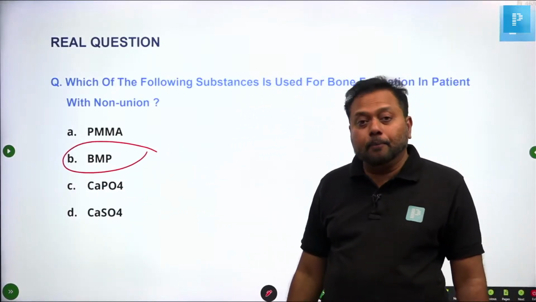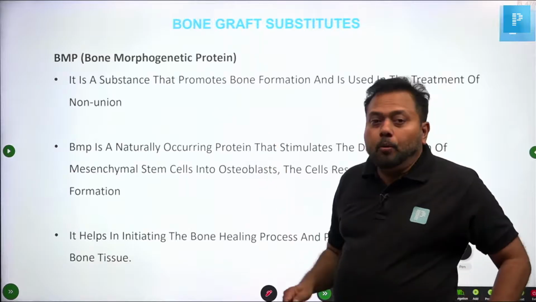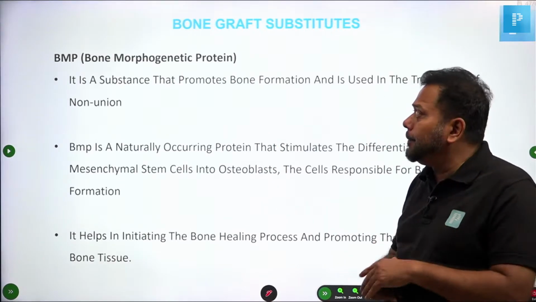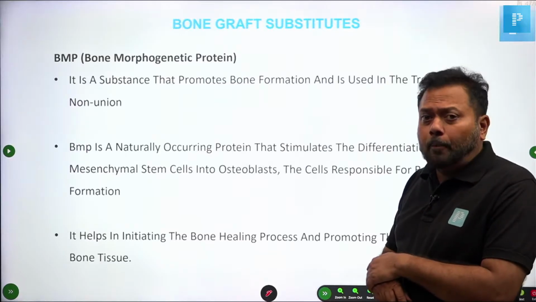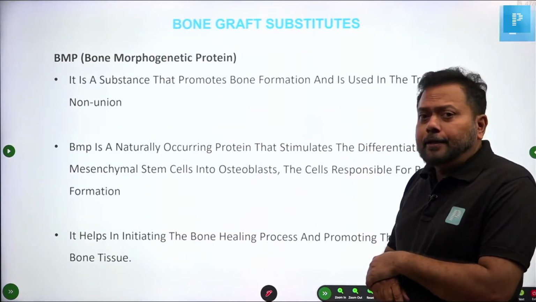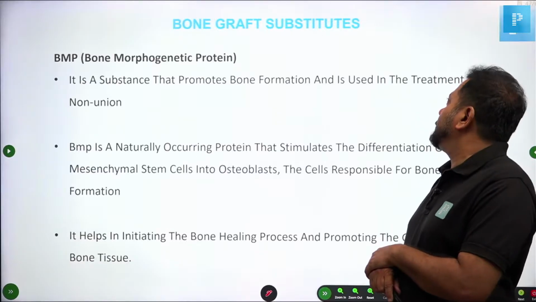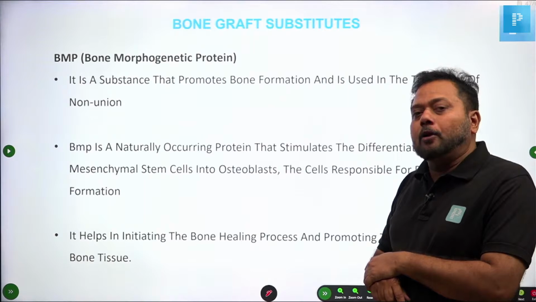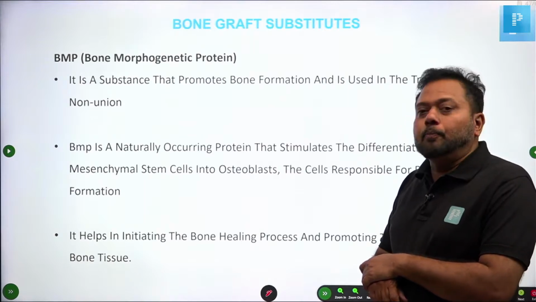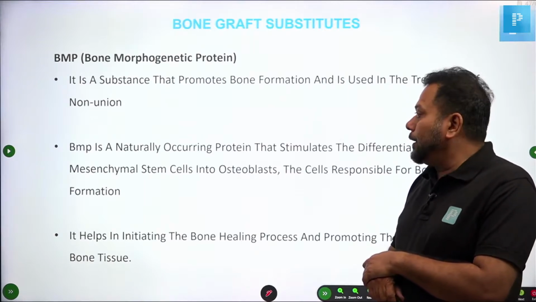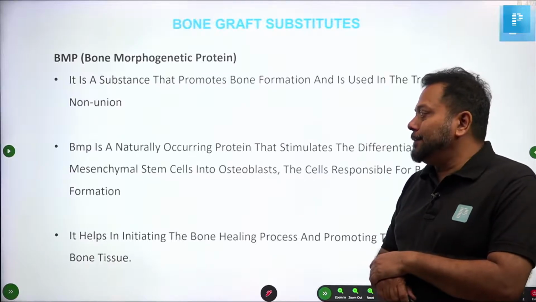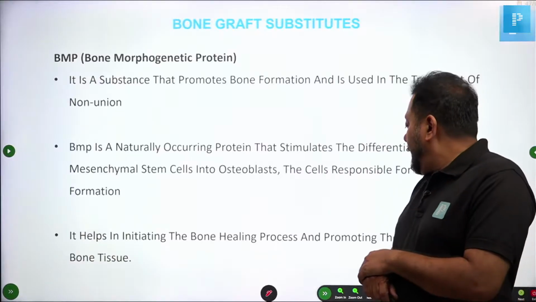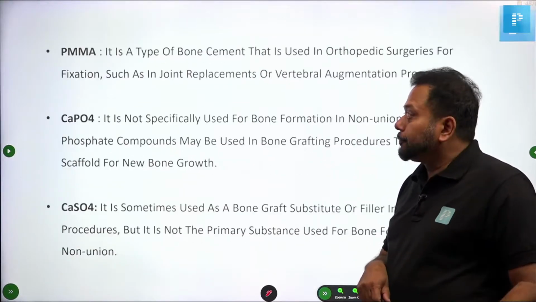Bone morphogenic protein. Now let us see. This is very, very important. Again and again, some sort of question they are asking in this area. Bone graft substitutes is the topic. Bone morphogenic protein is a substance that promotes bone formation and is used in treatment of non-union. When it's going for non-union, 3 months later also the bone has not united, we can use bone morphogenic protein. It's a naturally occurring protein that stimulates differentiation of mesenchymal stem cells into osteoblasts. It helps in initiating bone healing and promoting growth of the bone tissue.